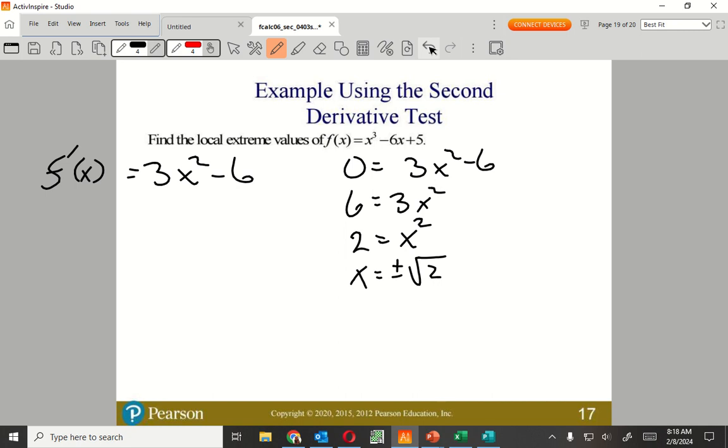So those are going to be local min, local max, one of those, okay? Or neither if it just keeps going up in the same way. It's just where my slope becomes 0. And now let's go the second derivative. So f double prime of x is 6x.